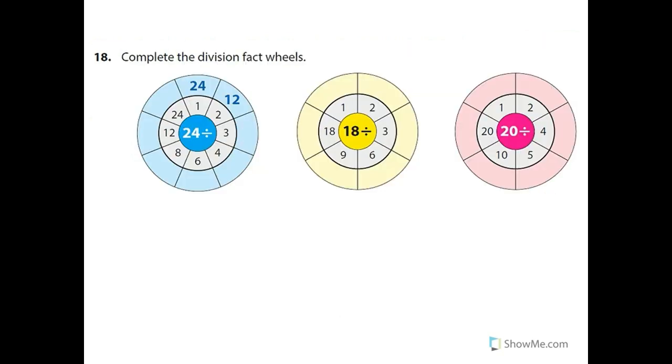Number 18, we're going to complete the division fact wheels. I'm going to do the first one. I want you to do the next 2 so that you can see what's going on here. So 24 is being divided by all these numbers, right? So 24 divided by 1 is 24. 24 divided by 2 is 12. 24 divided by 3 is 8. 24 divided by 4 is 6. 24 divided by 6 is 4. 24 divided by 8 is 3. 24 divided by 12 is 2. And then 24 divided by 24, of course, is 1.